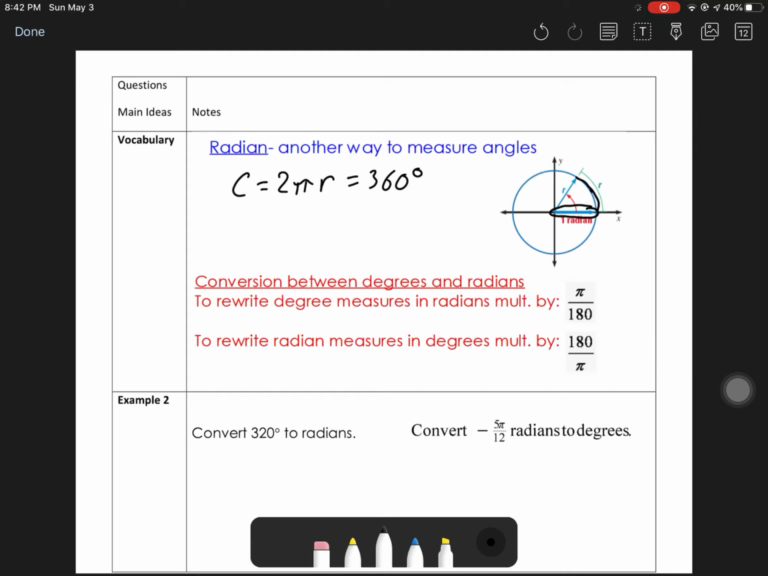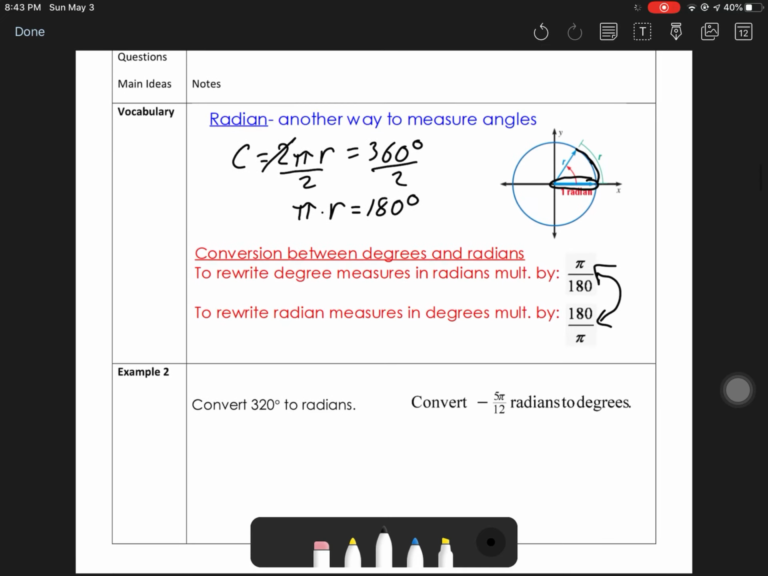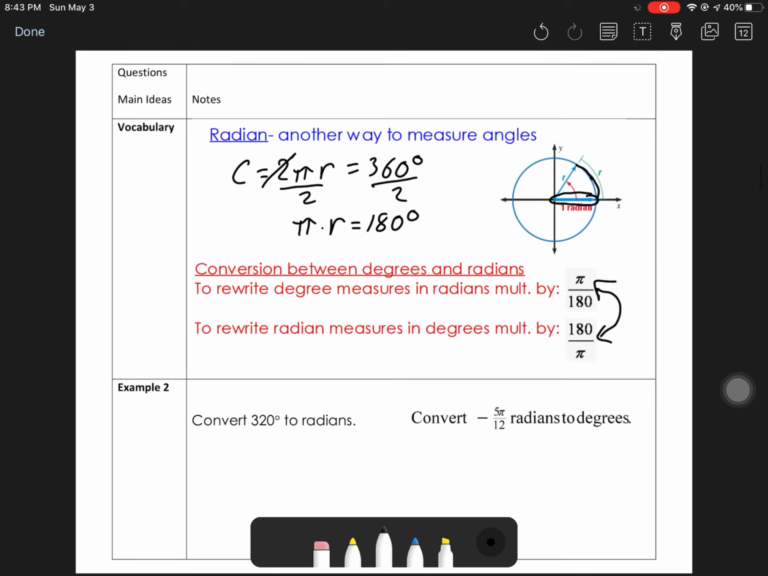But what we want to find is just what a single radius would equal. So what would happen if we took away the 2? If we were to divide both sides by 2, you would get pi times r equals 180. So pi times the radius gives us this conversion that we have down here. Notice these two right here. To rewrite degree measures in radians, we multiply by pi over 180. And then to rewrite radian measures, we multiply by 180 over pi.